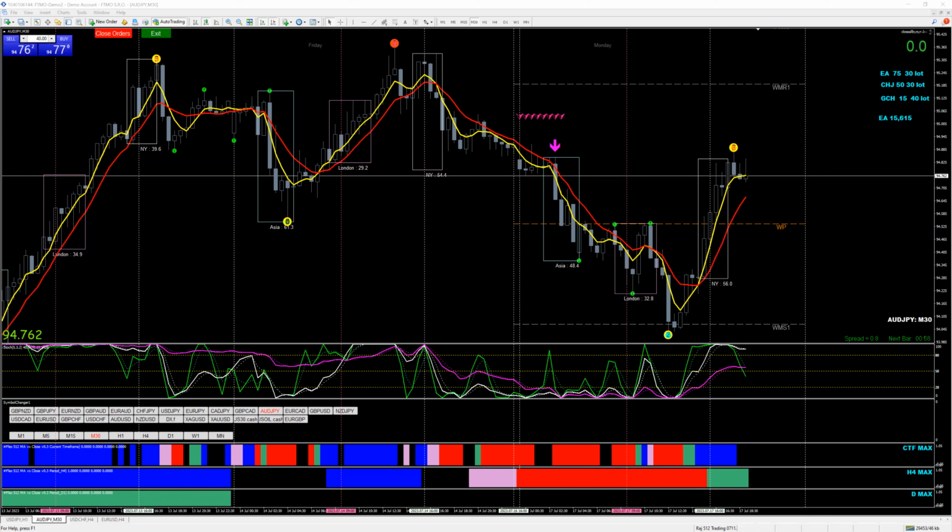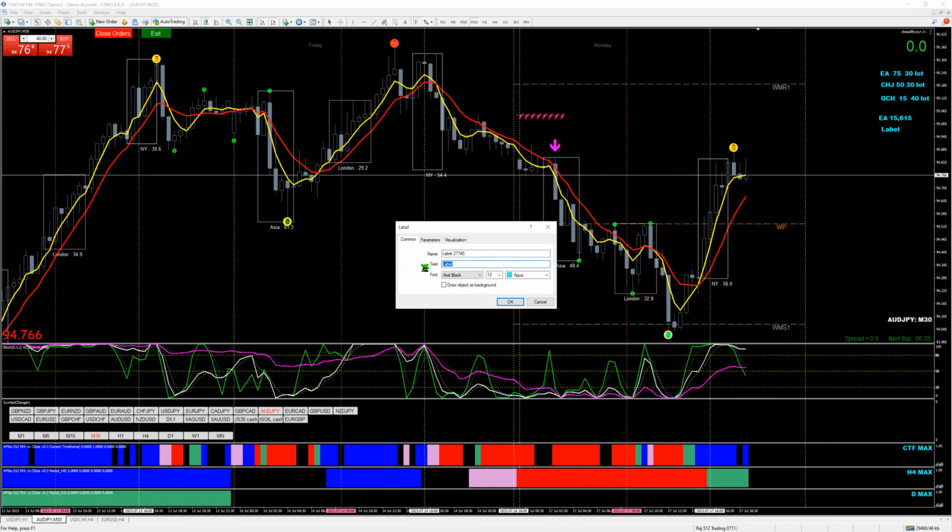Swiss yen was 50 times 30 times 7.23. That's $10,845. This is all on a $200,000 account.